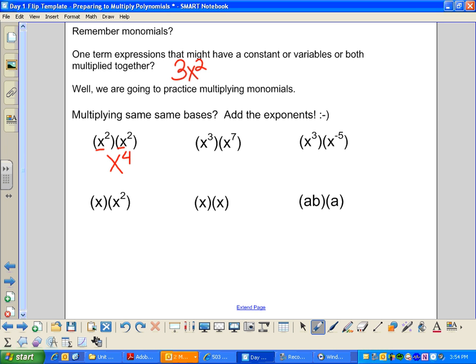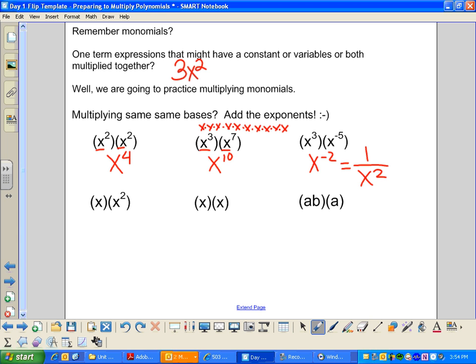This will become x to the 3rd times x to the 7th. Remember, it's really x times x times x times 7 of these. 1, 2, 3, 4, 5, 6, 7. That becomes x to the 3 plus 7, which is x to the 10th. And this will become x to the 3 minus 5, which is negative 2. No negative exponents. Ticket to ride. What do? That becomes 1 over x squared.